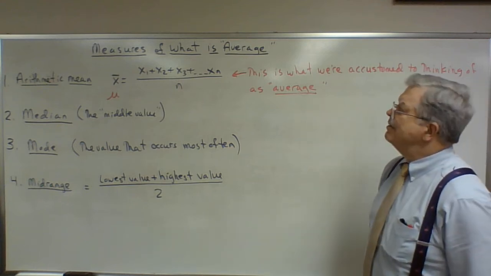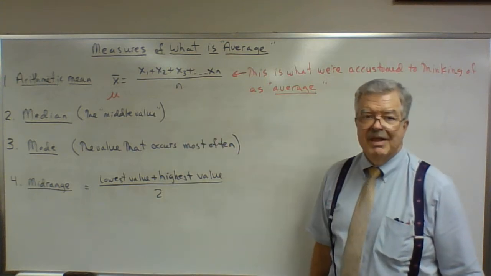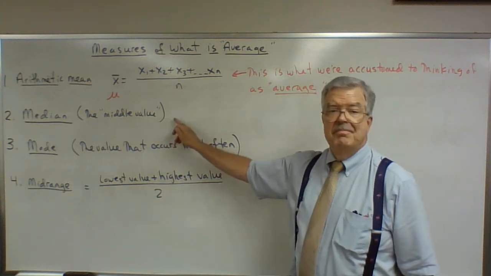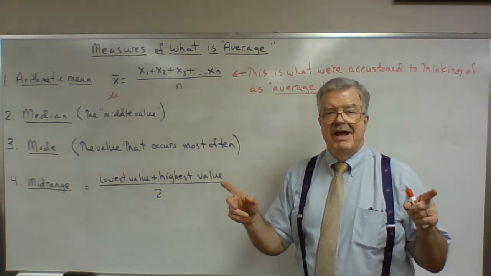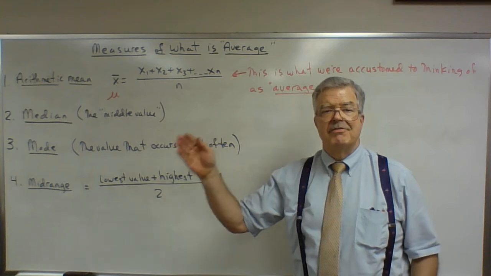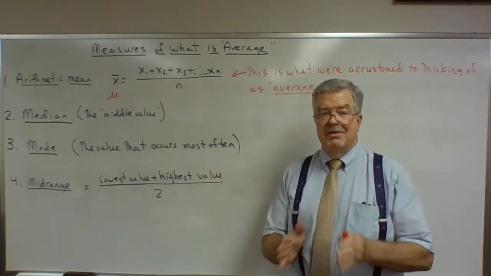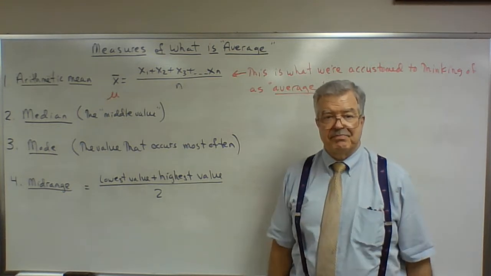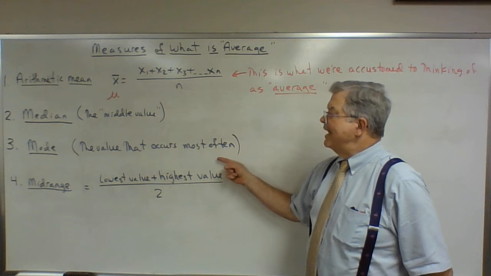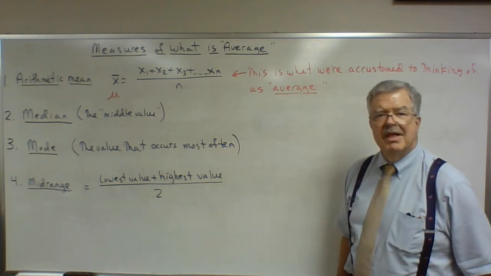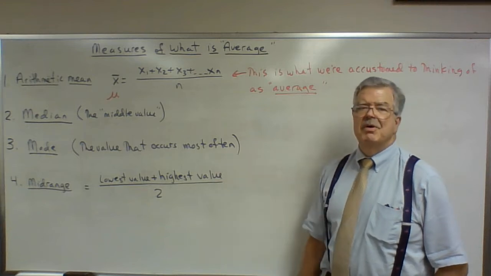The second measure of what is average is the median. It's the middle data value, essentially. You take all the data values and put them in ascending order from least to greatest. The median value is the middle value. The next measure of what is average is the mode. And the mode is the value that occurs most often.